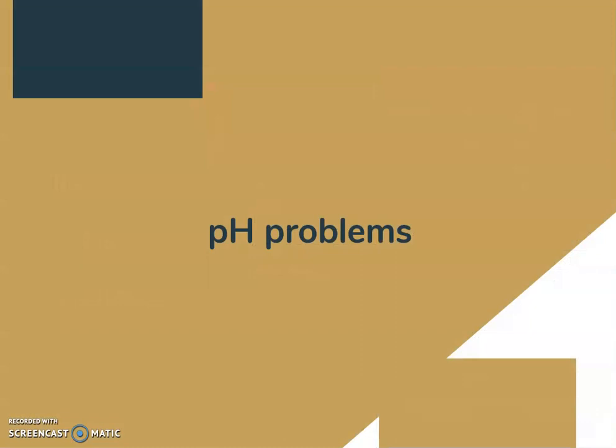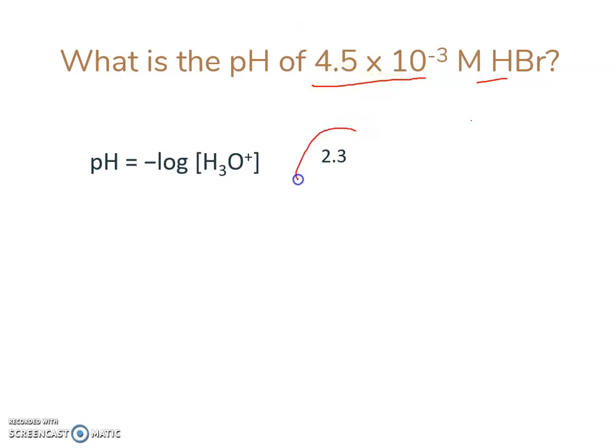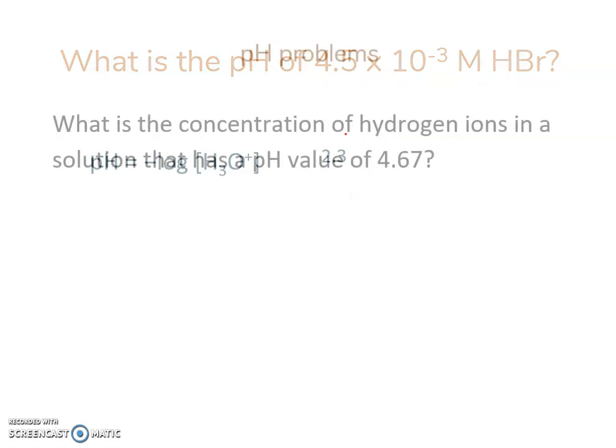And I just want to go over a little bit with pH problems. I'm not actually going to have you do too many of these. But let's say you were given a concentration of an acid. How would you figure out the pH? Well, you know pH is the negative log. So you just take the negative log of 4.5 times 10 to the minus 3, and you should get a pH of 2.3.